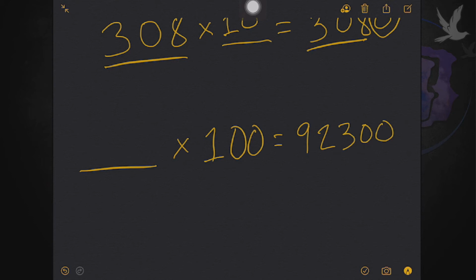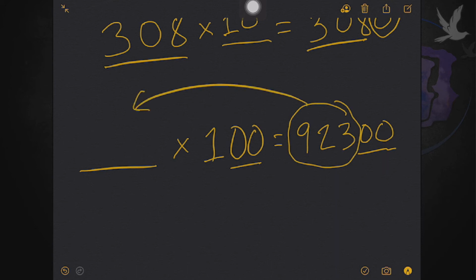92,300. So if you notice, we have 2 zeros here. Get the last 2 zeros as well. And what is left here is 923. So all you have to do is just to write it down there at the blank. So which explains 923 multiplied to 100 is equivalent to 92,300.